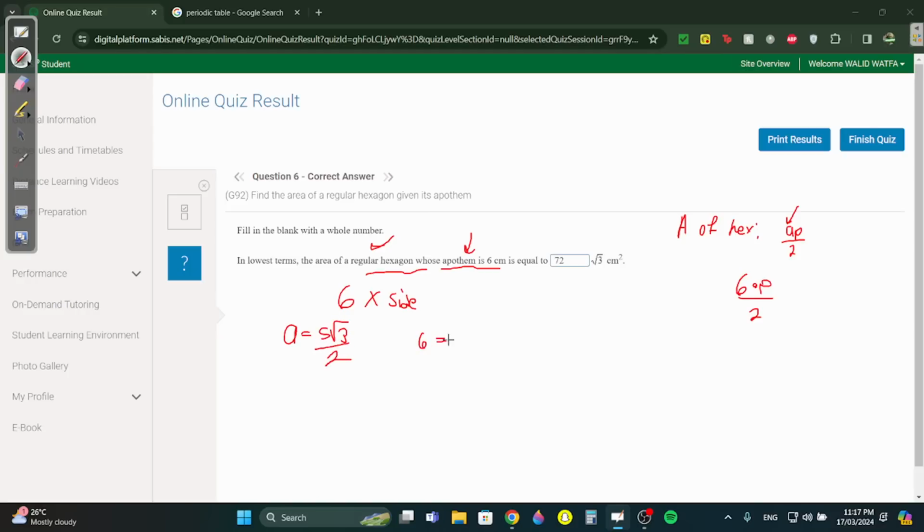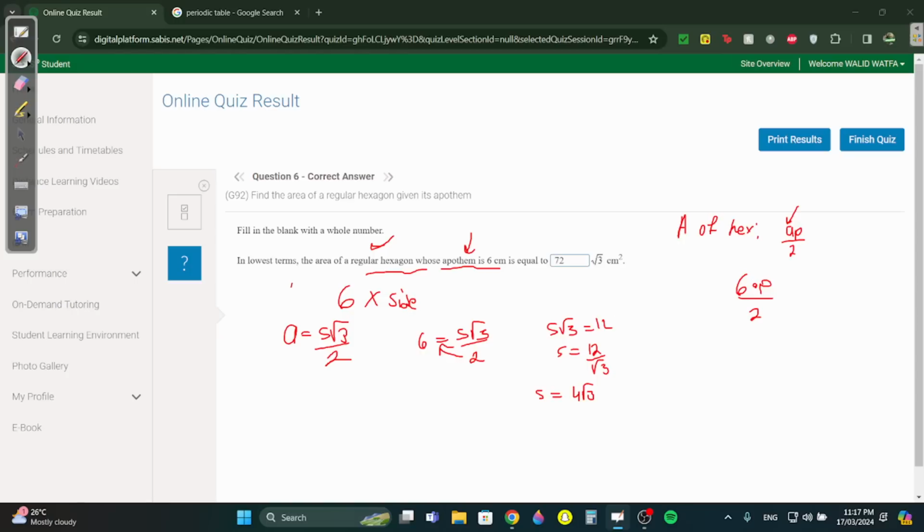So 6 equals S radical 3 over 2. Multiply 2 on the other side, you're going to get S radical 3 equals 12. And S equals 12 over radical 3. If you put that on a calculator, it's 4 radical 3. So the side is 4 radical 3.